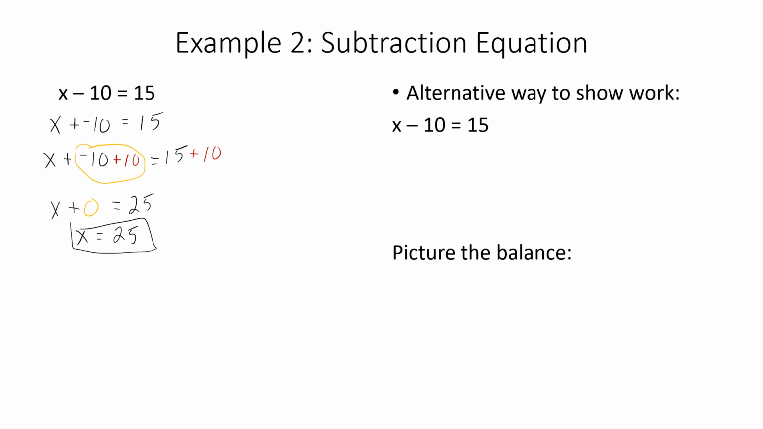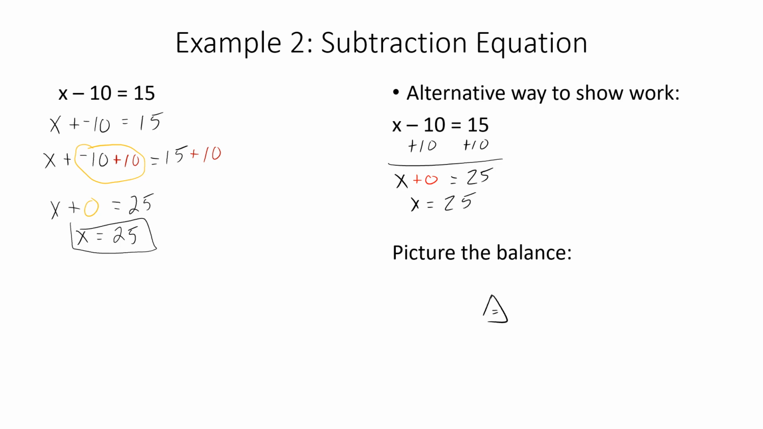I can undo subtraction with addition. And so we add 10 to the left side of the equal sign, and we must keep it balanced by adding 10 to the right side of the equal sign. As before, -10 plus 10 is 0, and that is the why behind the canceling. That is why the operations cancel out, because they add to 0, and x plus 0 is just x.